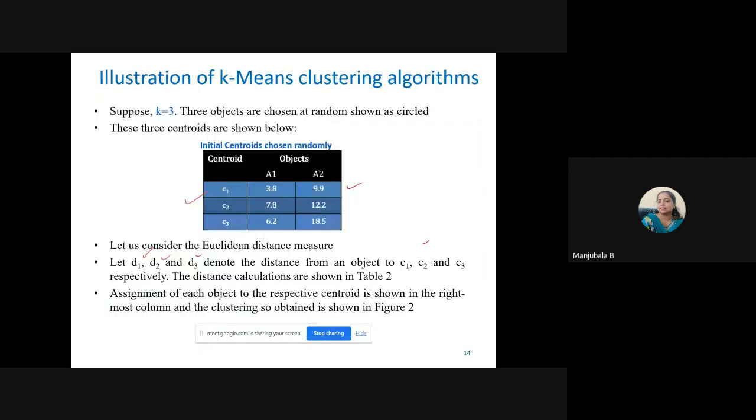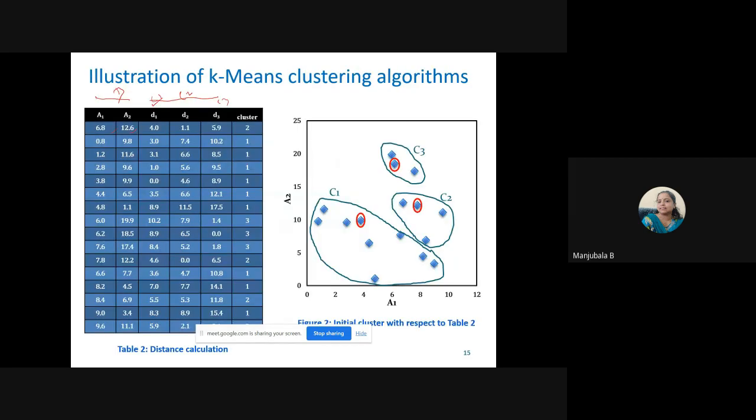So for the cluster C1, the centroid is given 3.8, 9.9. So you find out the Euclidean distance. So you will get 4, right? Similarly, for the cluster 2, you will get 1.1. For the cluster 3, you will get 5.9. And the last column represents to which cluster we can assign this data point. As the distance with respect to cluster C2 is minimum, we are assigning this data point to the cluster 2, right. Similarly, for the remaining objects, we have to apply the same procedure.